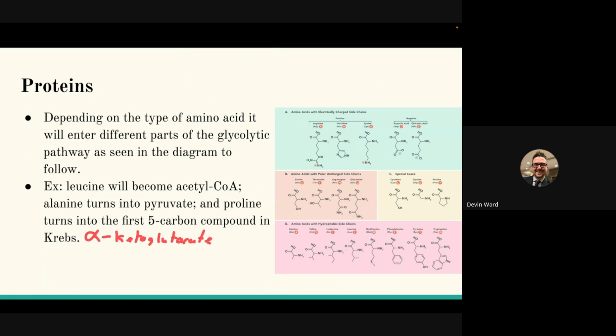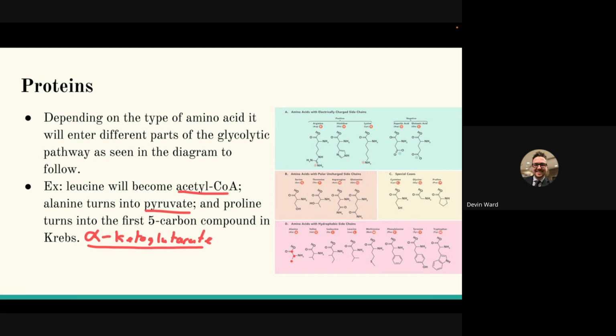Alanine turns into pyruvate, 3 carbons. Proline has an ammonia in a ring, and then we get 5 carbons, and that becomes alpha ketoglutarate. So we can have pyruvate, acetyl-CoA, or alpha ketoglutarate.